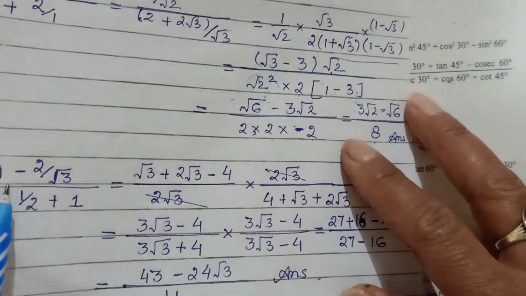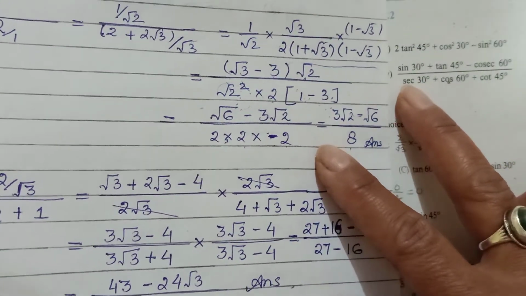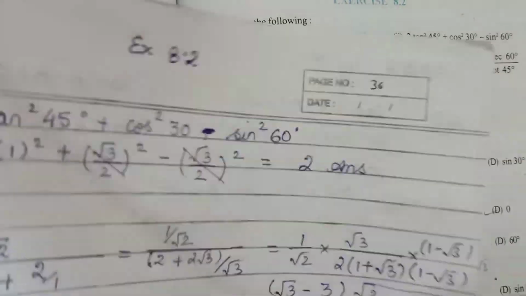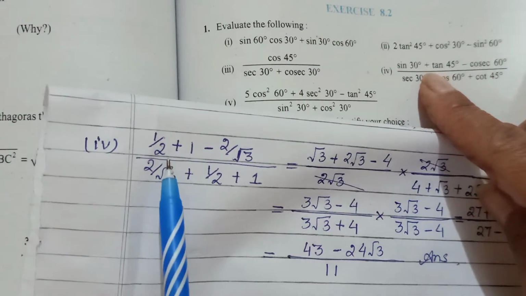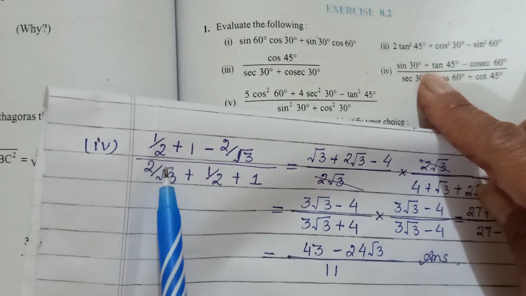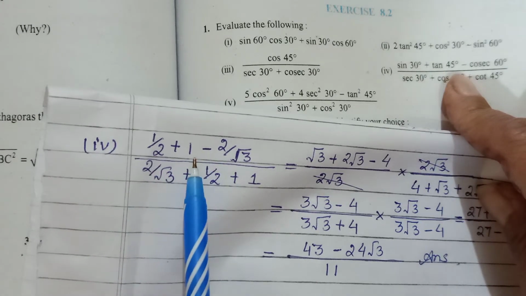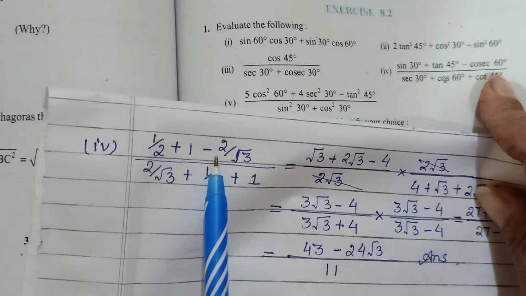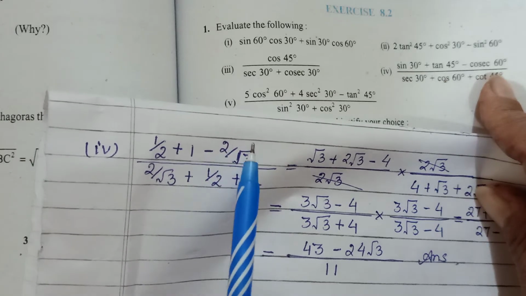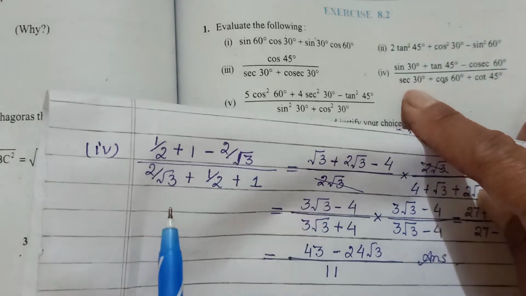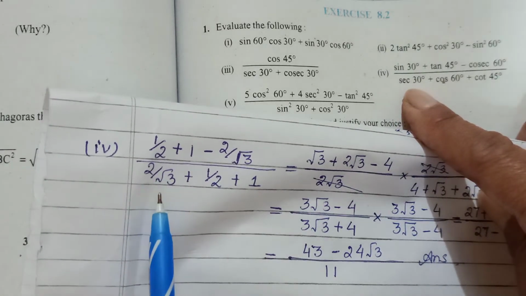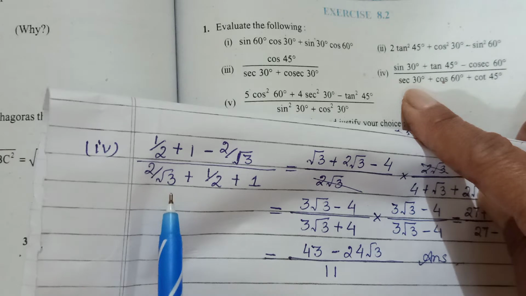Okay. So sin 30. Sin 30 is, let me fold this like this. Okay, see it like this now. So sin 30 is 1 by 2. Tan 45 is 1. Cosec 60, reciprocal of sin 60, 2 upon root 3. Then denominator you had sec 30, which is again 2 upon root 3, reciprocal of cos 30.